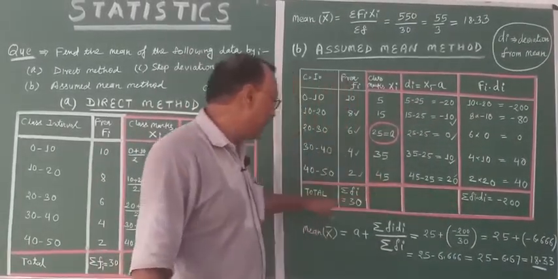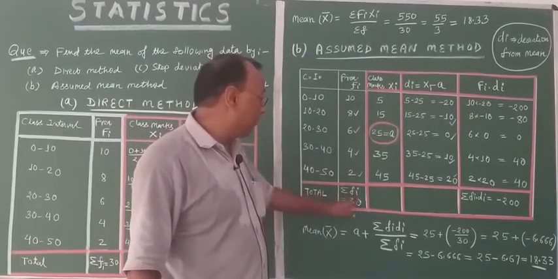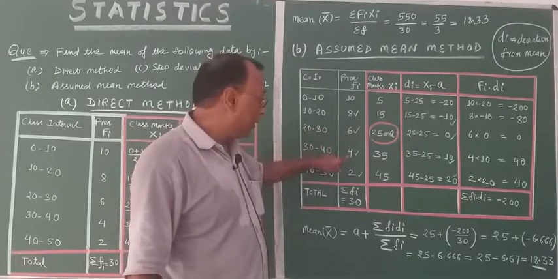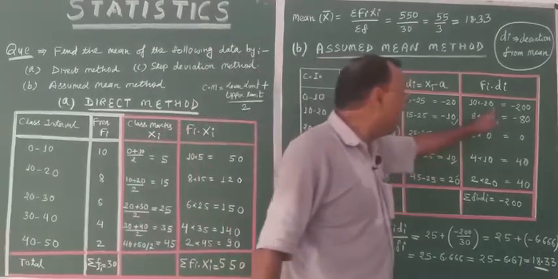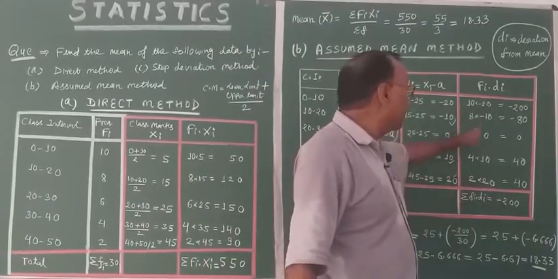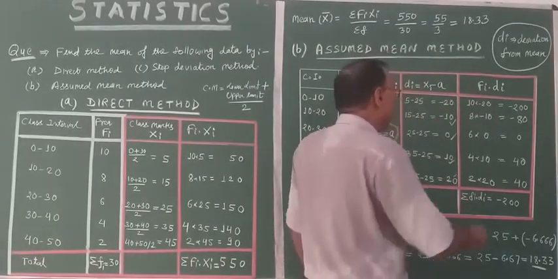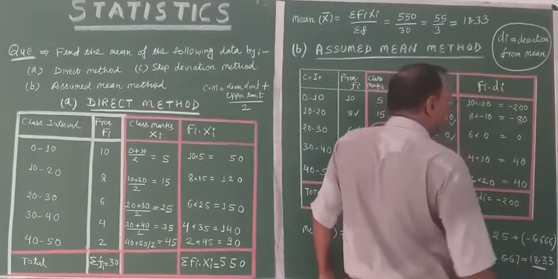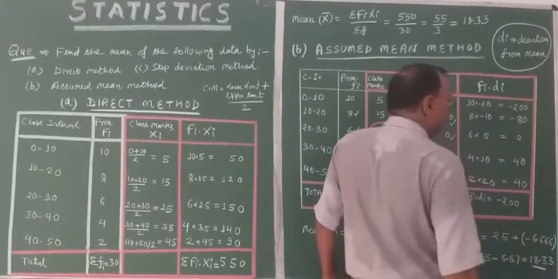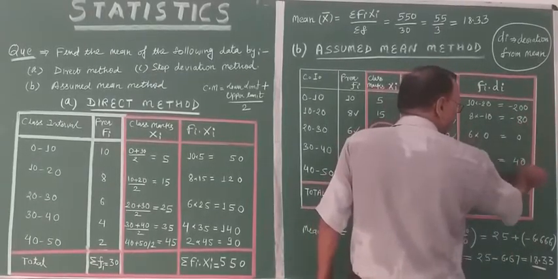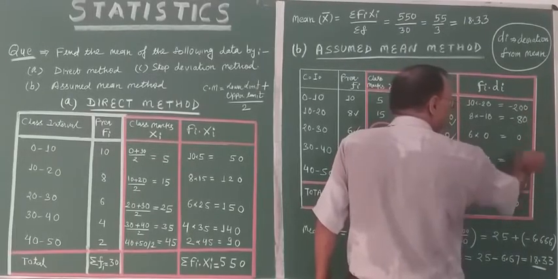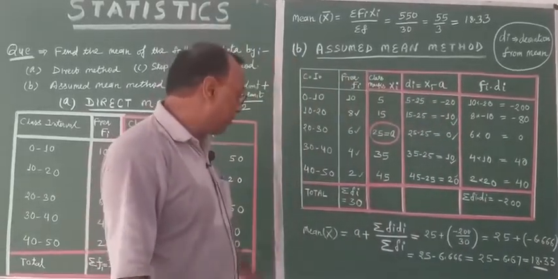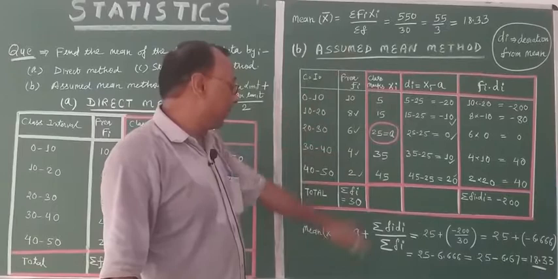In the last row we will write total, and we will total this sigma fi. If you add them, 10 and 8 is 18, 24, 28 and 30. In the last column we will add them, so we will write sigma fi di. Add them: minus 200 is there, minus 80, 40 plus 40 is 80, 80 minus 80 is 0. It will become minus 200.